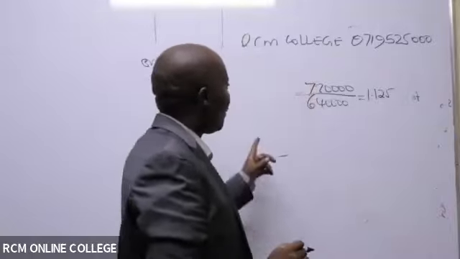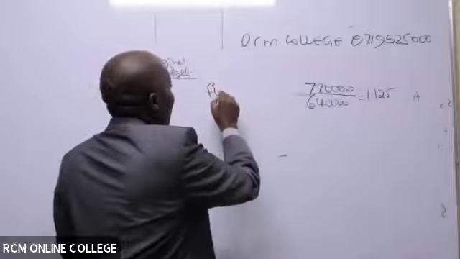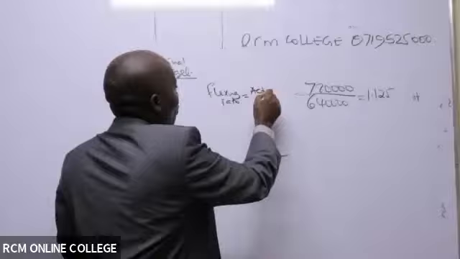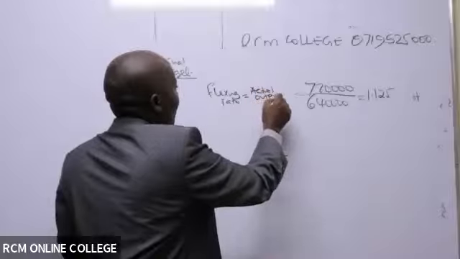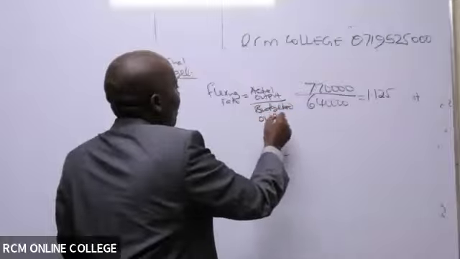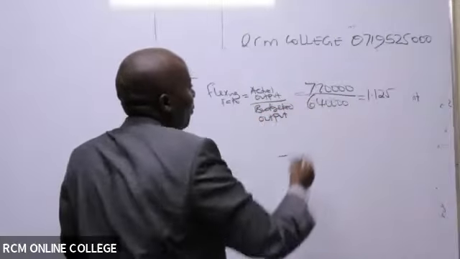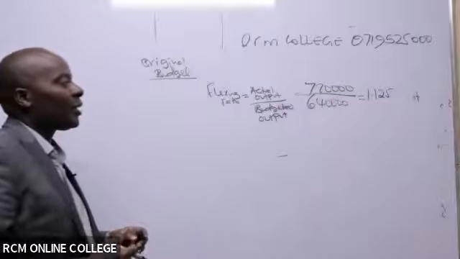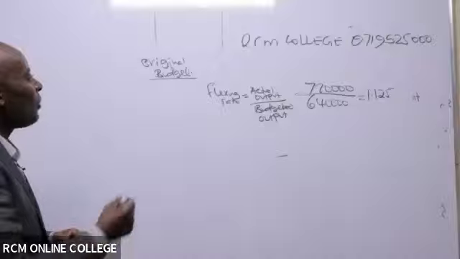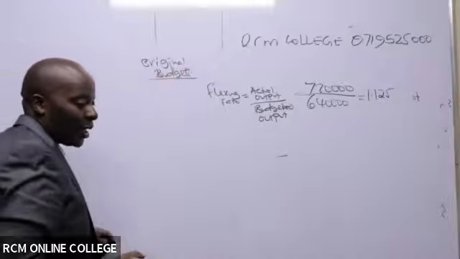It's very easy. The flexing ratio is actual output over budgeted output, which is this, and then you copy that. Flexing ratio. Then you shall be able to come and copy the original budget the way it is there.